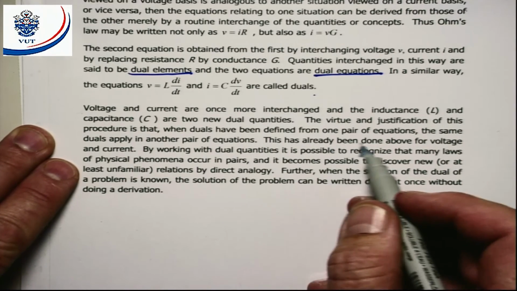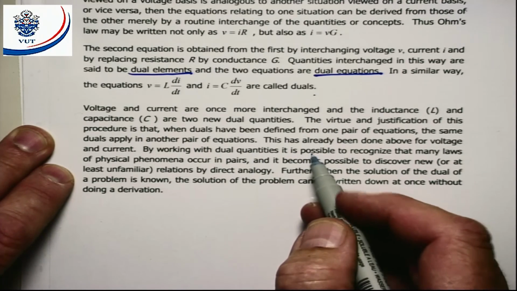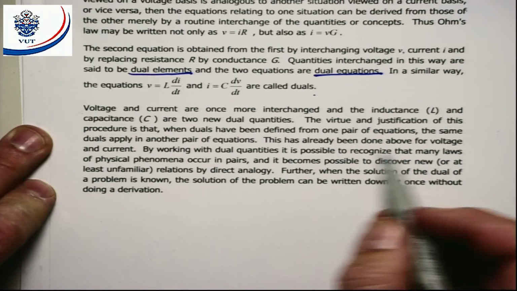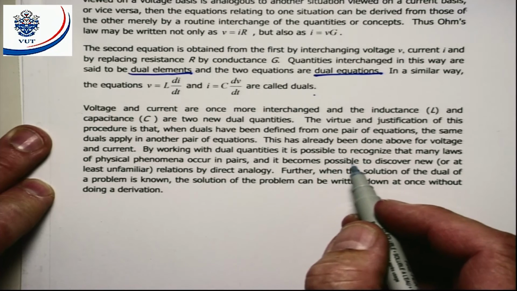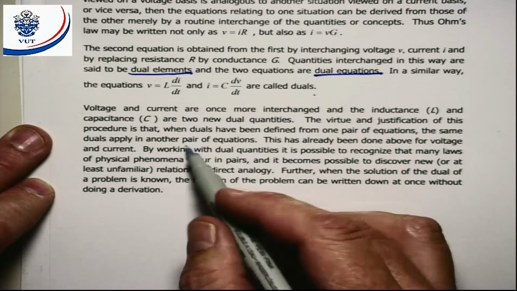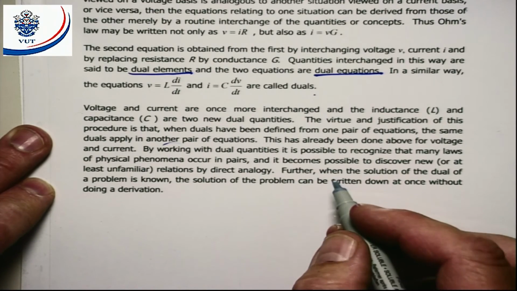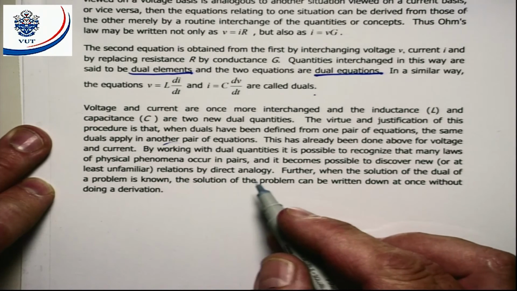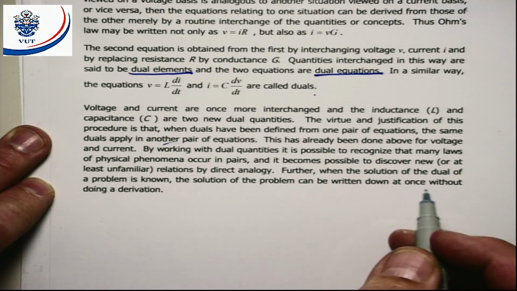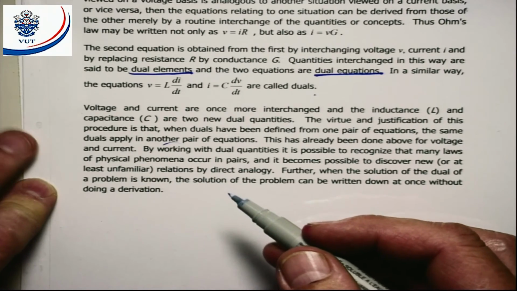This has already been done above for voltage and current. By working with dual quantities, it is possible to recognize that many laws of physical phenomena occur in pairs, and it becomes possible to discover new or at least unfamiliar relations by direct analogy. Further, when the solution of the dual of a problem is known, the solution of the problem can be written down at once without doing a derivation. Now you can use this to your advantage.